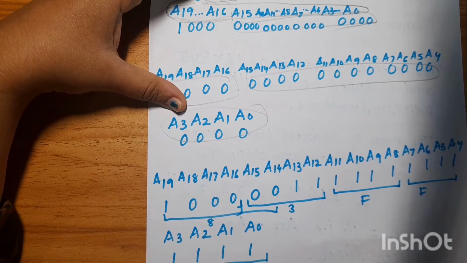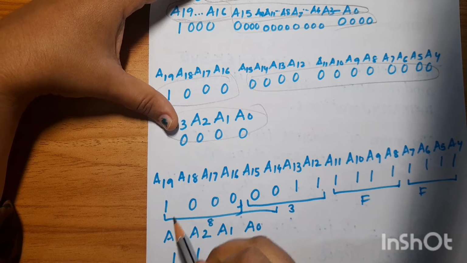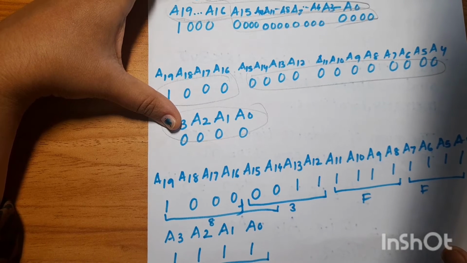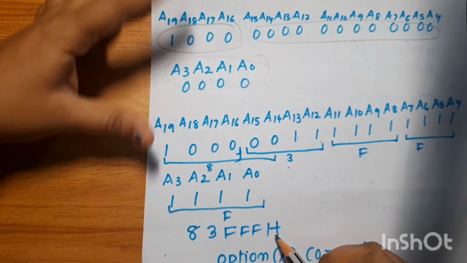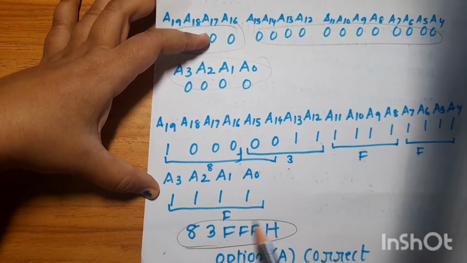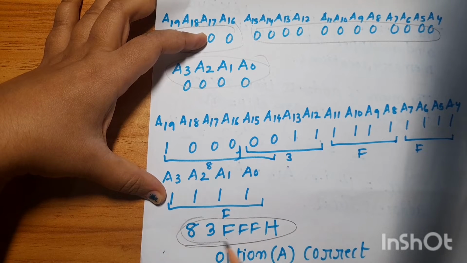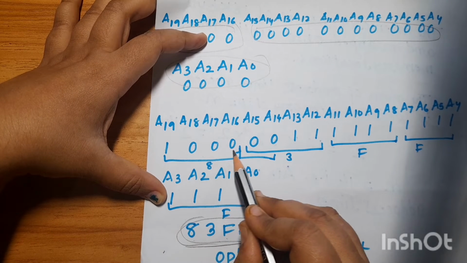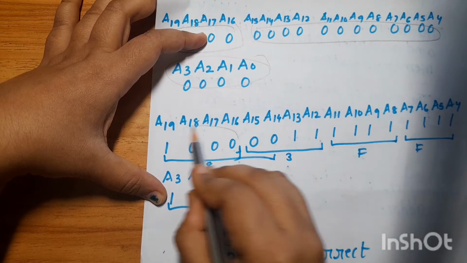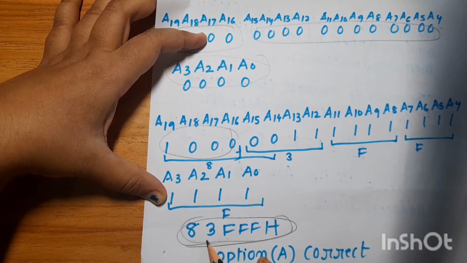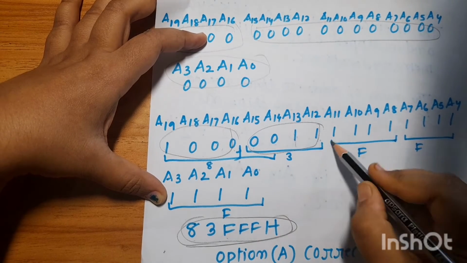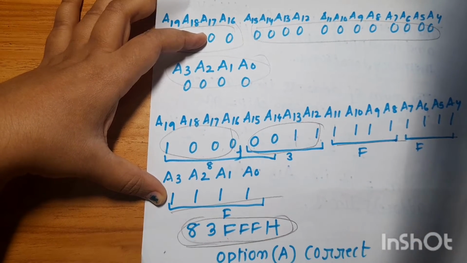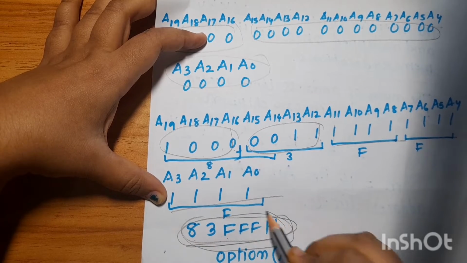Now, for 16 kilobyte addresses. First, if this is the starting address that they have mentioned, the ending address is 833FH. Now how do we write 833FH? 1000 for the 8, 3 is 0011, and all others are 1. That is the ending address they have mentioned.